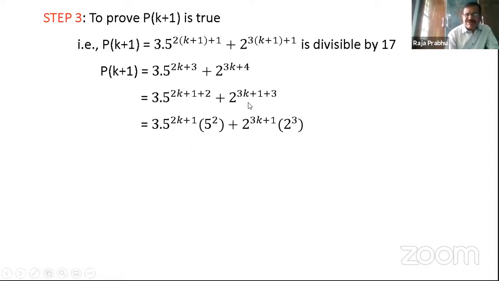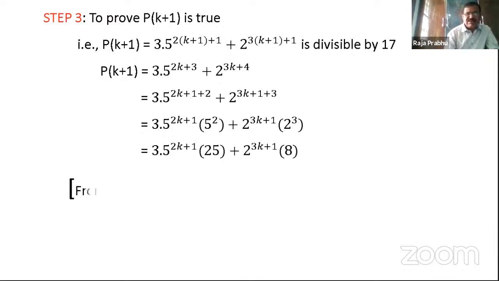Here also the same thing. It is 2 in the form of a to the power m plus n, which can be written as a power m into a to the power n, where m is 3k plus 1 and n is 3. So this term can be written as 2 power 3k plus 1 into 2 to the power 3. Now see children, what is this? 5 square is 25 and 2 cube is 8. Just simplify that and write in the next step.